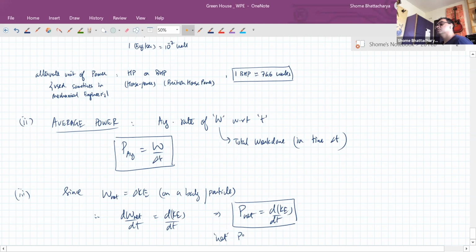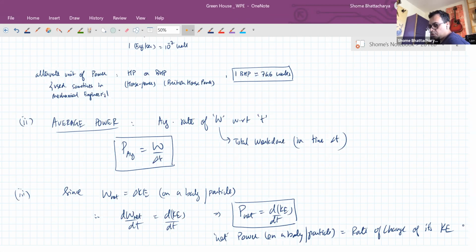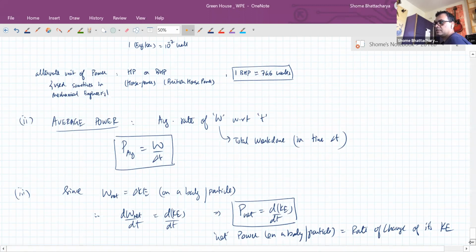So net power delivered on a body or particle equals the instantaneous rate of change of its kinetic energy. So these are the three aspects of power that we should understand. So for example, question number 19 that we were talking about earlier. Let's quickly discuss that.